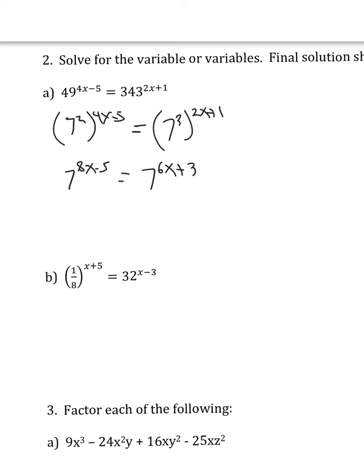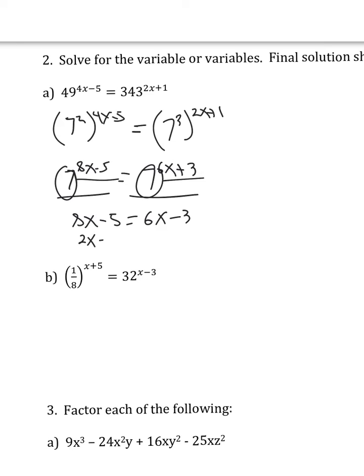plus 3. And when the values are the same and the bases are the same, then the exponents have to be the same. So now we have a new equation, which will be a lot easier to work with. 8x minus 5 equals 6x minus 3. And we're going to subtract 6x from both sides to get 2x minus 5 is equal to negative 3. We add 5 to both sides. We get 2x is equal to 2. X then is equal to 1.